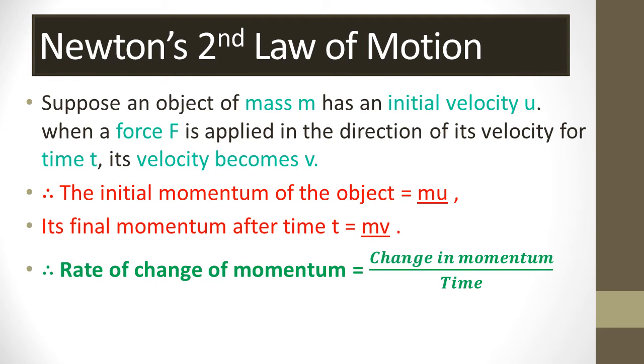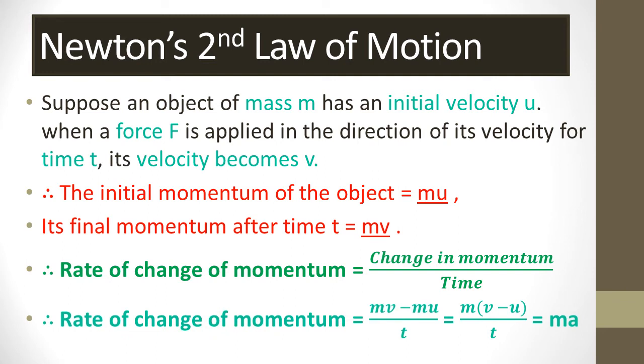Now therefore the rate of change of momentum is equal to change in momentum upon time. In the next step, students, we have seen the change in momentum. To calculate change in momentum, we take the final momentum minus the initial momentum. Our final momentum is mv minus initial momentum mu, upon time t.